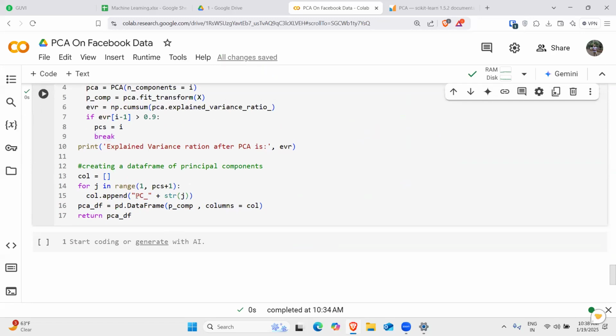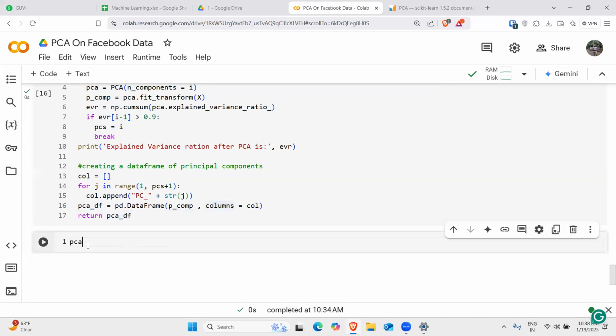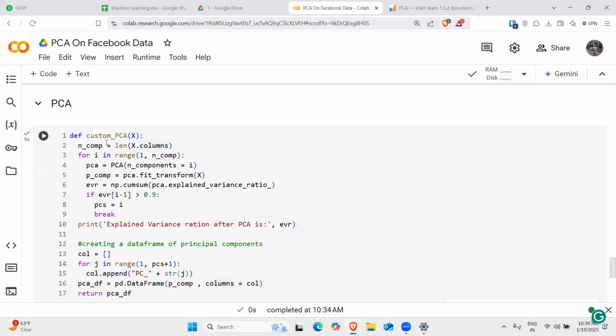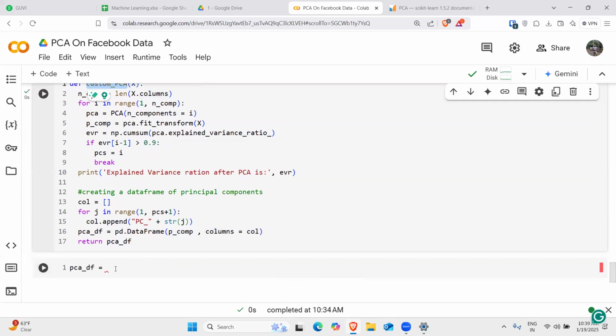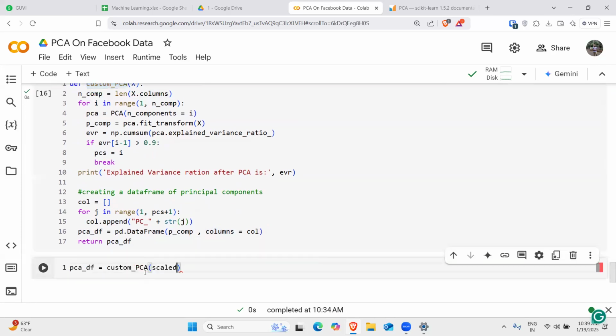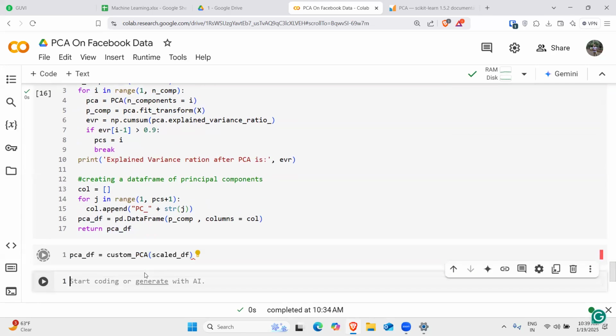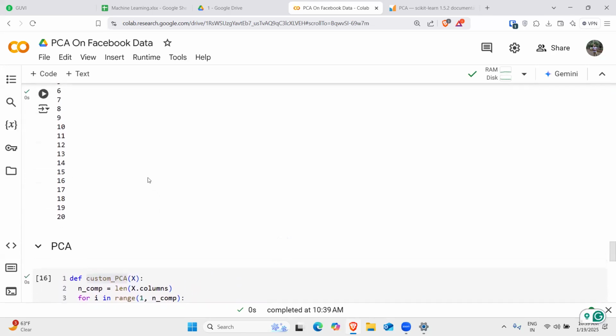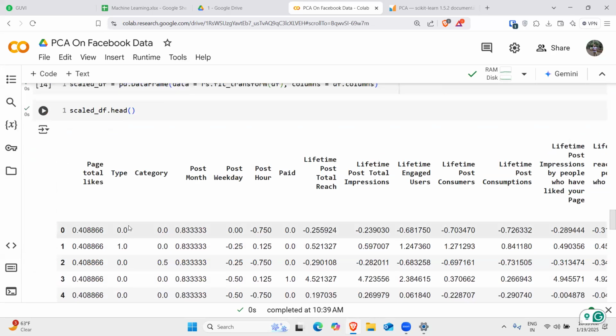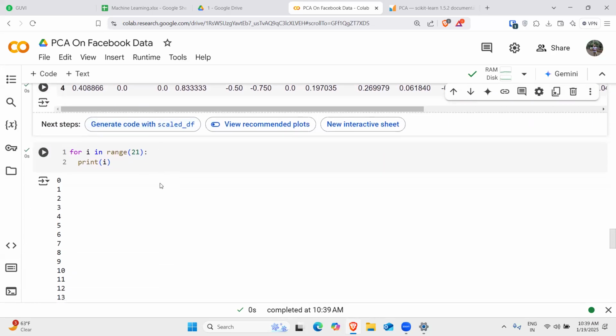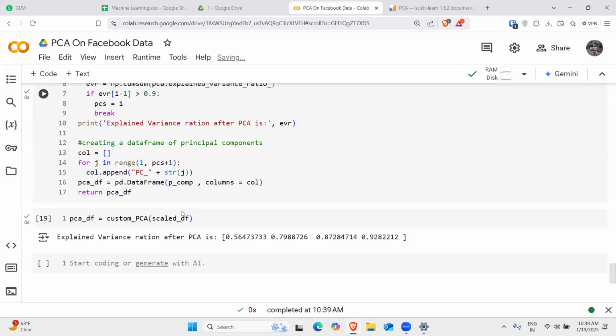So we are going to create a data frame, PC underscore df, with the principal components, and its columns will be there. So if I write PC underscore df is equal to, I'll pass this custom PCA function which we have created, custom PCA. And in order to call this function, what do we need to pass? We need to pass a data frame. So scale underscore df is what we'll pass, because if you don't do scaling, your accuracy will be less, right? So you have to pass the scaled data frame in that.